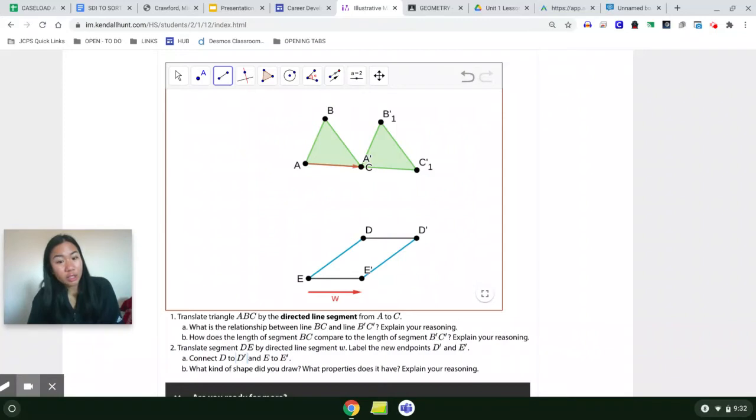What kind of shape did you draw? What property does it have? Explain the reasoning. Pause this video, answer the question.